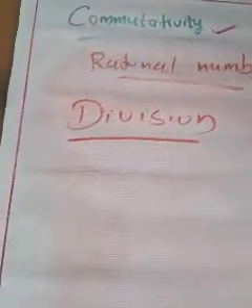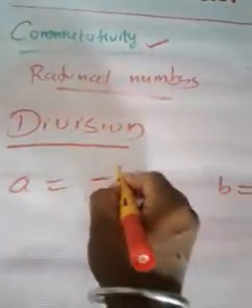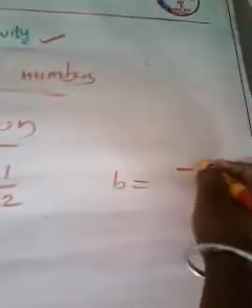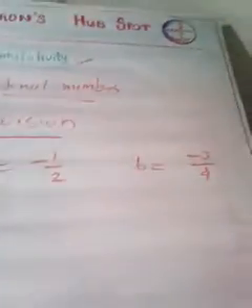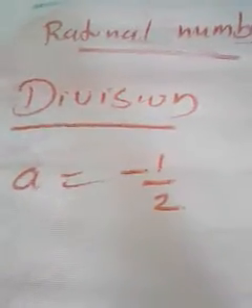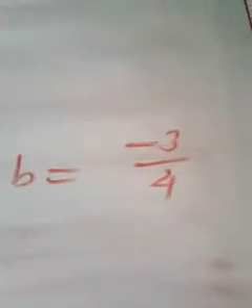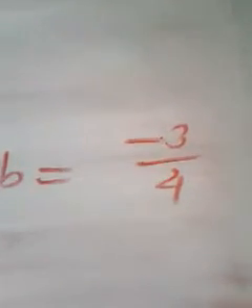Now let us go to division. In division, we need two numbers A and B such that both A and B should be rational numbers. So can I select minus 1 by 2 and minus 3 by 4? Is there any problem? Can I select A as minus 1 by 2 and B as minus 3 by 4? Is minus 1 by 2 a rational number? Of course, it can be negative, but it's a rational number. B is also a rational number. Rational numbers can be negative.